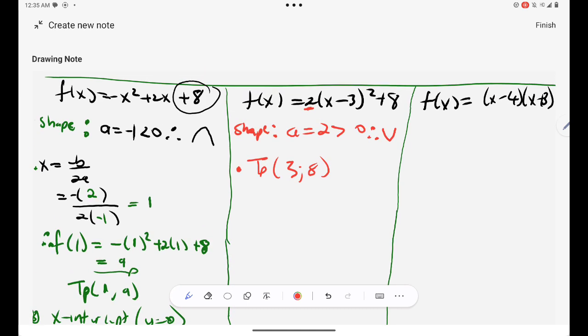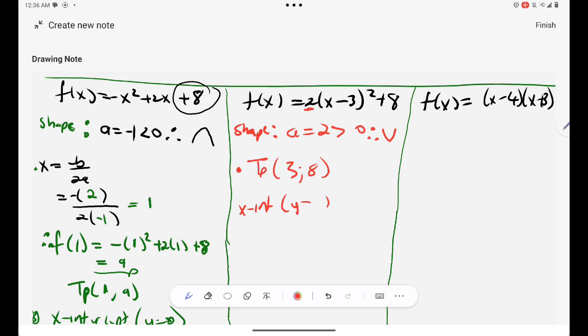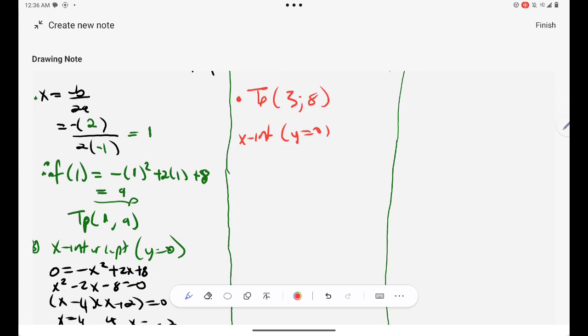Okay, and then now I must find the x-intercepts. I don't care what kind of a graph it is, I just need to make y 0, then solve for x. I have 2x minus 3 squared plus 8.